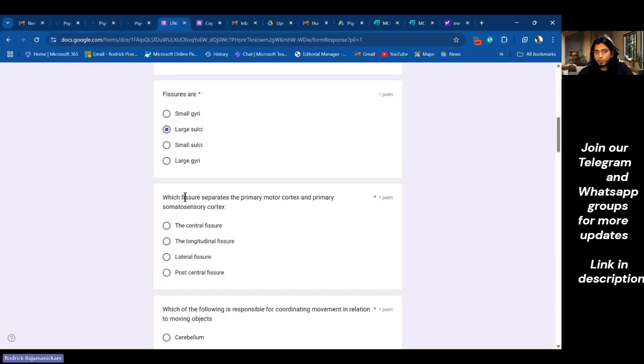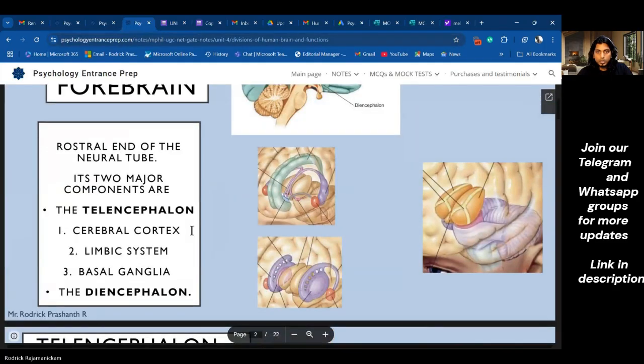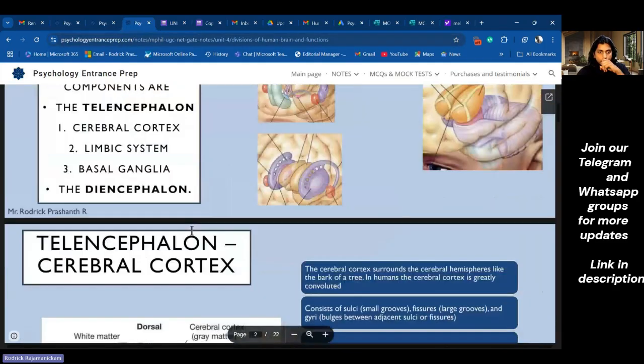Which fissure separates primary motor cortex and primary somatosensory cortex? You have the central fissure. Another word for it is Rolandic fissure.